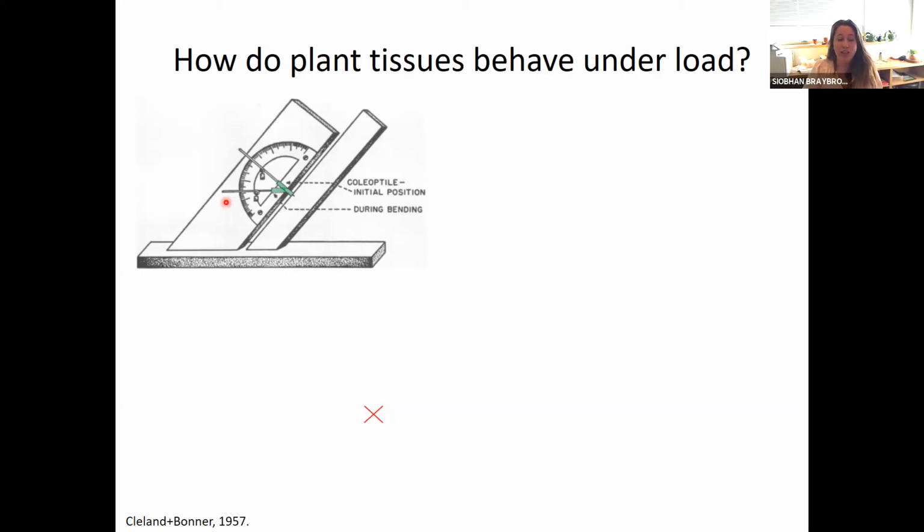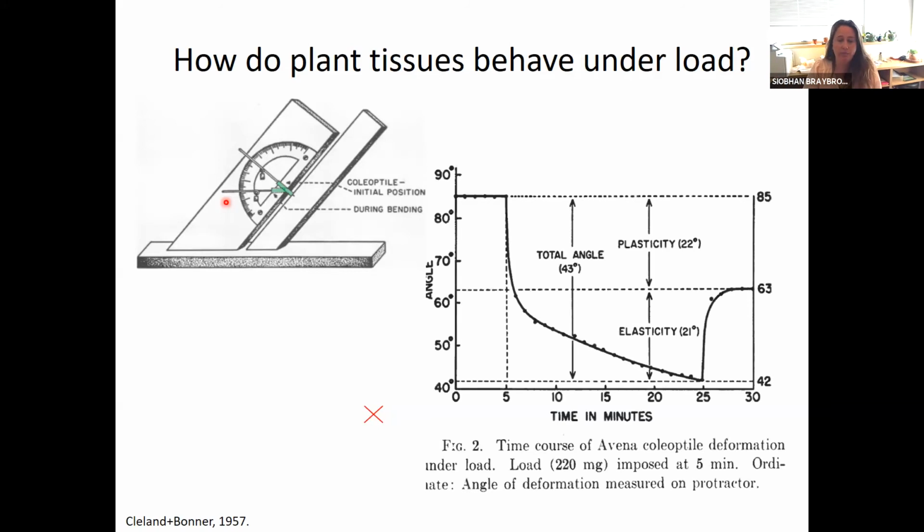So we can look in this old literature and see, if you take a piece of plant organ, plant tissue, what kind of material behavior does it have? Is it purely elastic when I add a weight to it? Or is there something viscous or viscoelastic about it?